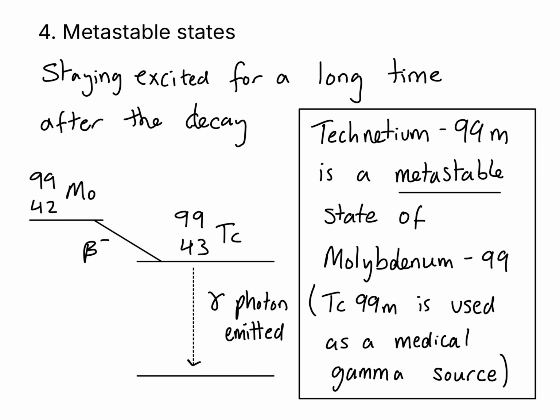Technetium-99m is the famous one. The m is literally for metastable, and it's the workhorse gamma source of medical imaging, precisely because it emits clean gamma rays and lasts just long enough to be useful.